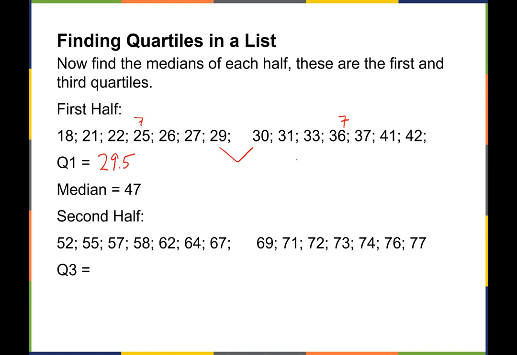That one's pretty easy to find the average, but remember you can always add them and divide by 2 if it's a little bit harder to find the average. So that gives me 59 divided by 2 is 29.5.